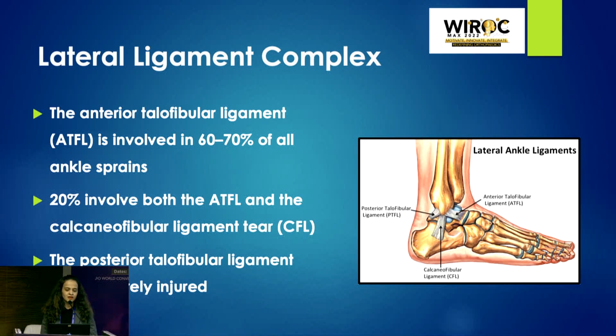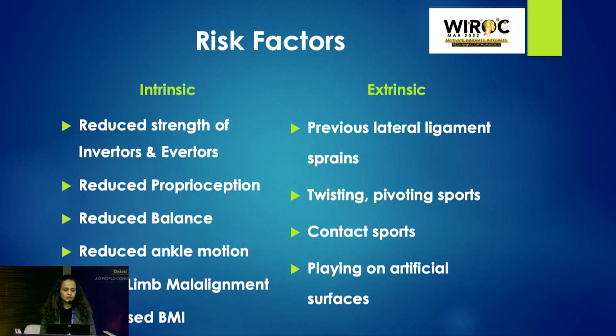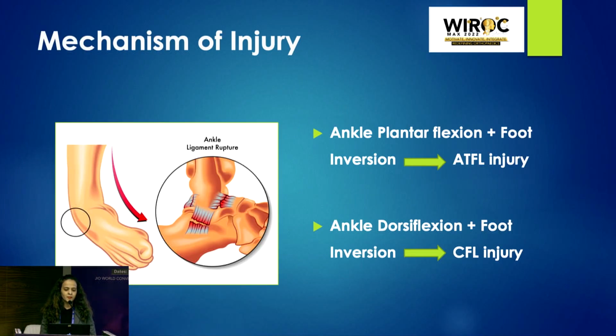So the lateral ligament complex of the ankle consists of the anterior talofibular ligament, the calcaneofibular, and the posterior talofibular ligament. Of these, ATFL is involved in 75% of the sprains, 20% involve both the ATFL and the CFL, and the PTFL, being the strongest among the three, is rarely injured. There are a multitude of intrinsic and extrinsic factors which predispose the patient to ankle sprains.